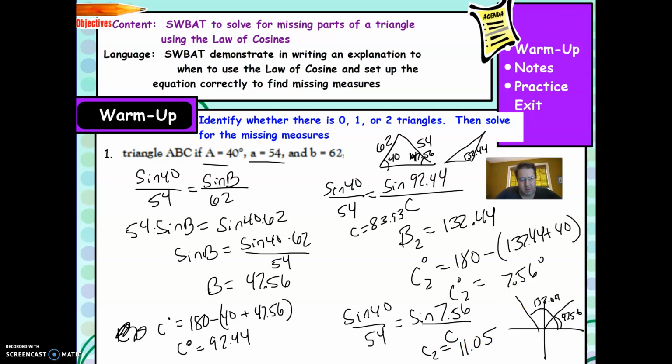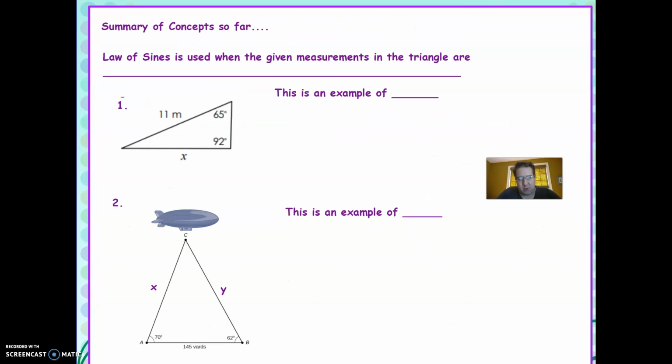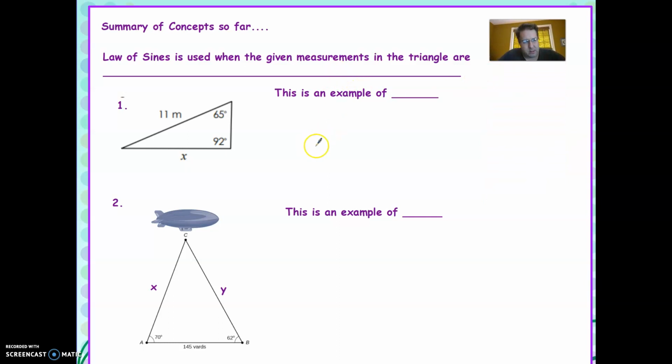Okay, so I am going to repeat a little bit from my last video because I do want to give some more examples before I get into law of cosines and show a word problem as well. And I know I'm already 5 minutes in.